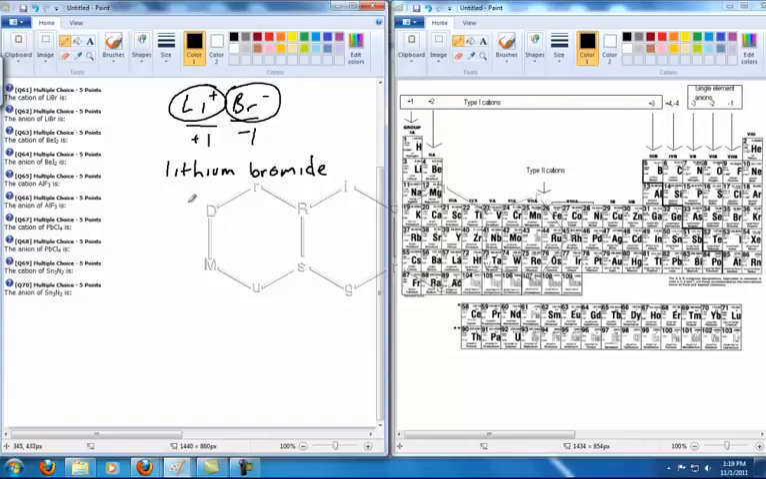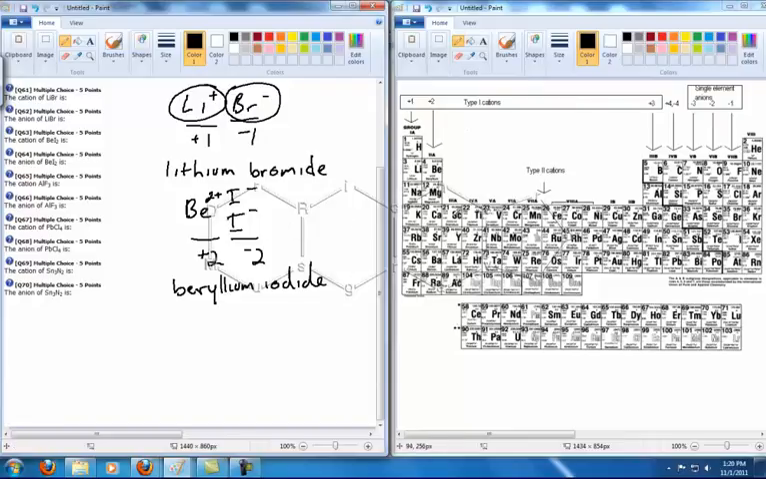In the next one, BeI2, that's 1 Be and 2 Is. I has a -1 charge, it's in group 7. Total negative charge -2, total positive charge +2, and Be has a +2 charge. So the name of this would be beryllium iodide.